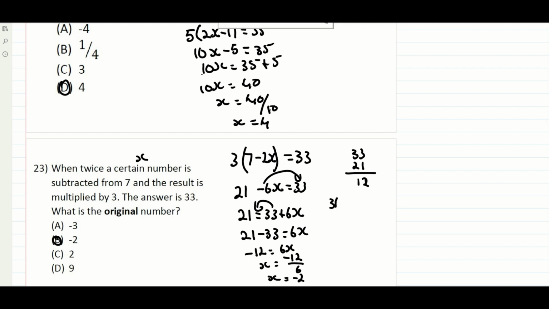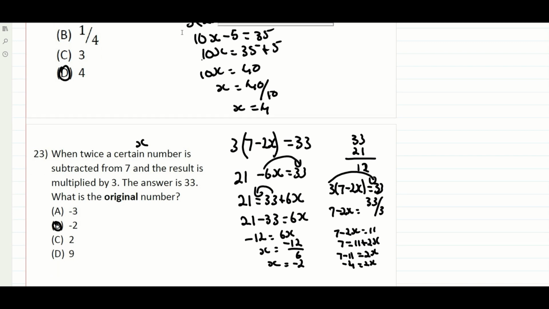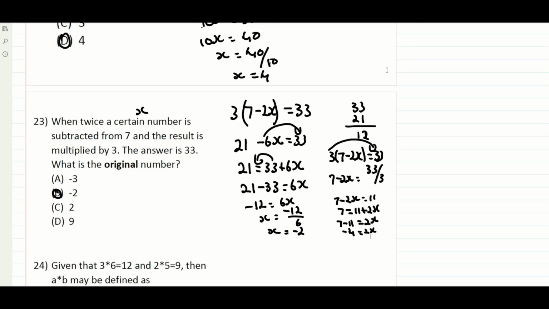Or what you could have done is 3 open bracket 7 minus 2x close bracket is equals to 33. You carry across, so you have 7 minus 2x is equals to 33 divided by 3. 33 divided by 3 is 11, so 7 minus 2x is equals to 11. So now I have 7 is equals to 11 plus 2x. Again, I like to make my x's positive, right? So it will be 7 minus 11 is equals to 2x. 7 minus 11 is minus 4 is equals to 2x. So x is equals to negative 2. Same answer, right? Just different working.